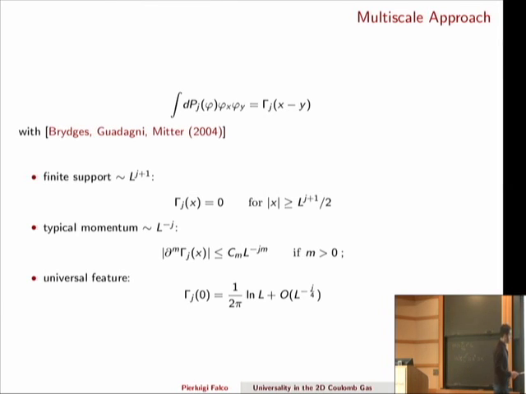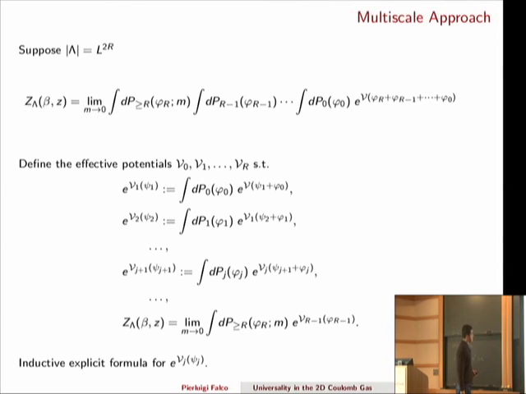Okay, and then there is a special fact that when you compute gamma at 0, you get 1 over 2 pi log of L. This is the reason, because this prefactor 1 over 2 pi is eventually what will give you the 8 pi in the final picture. But anyways, okay. So we had this formula.